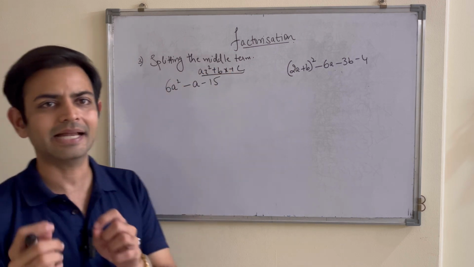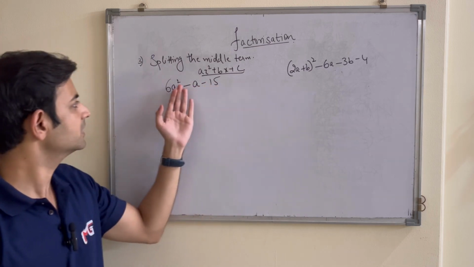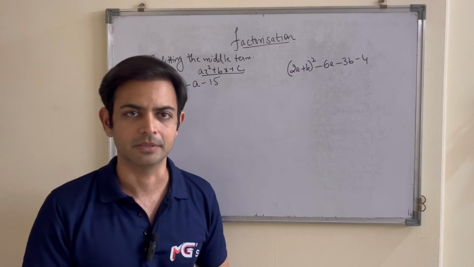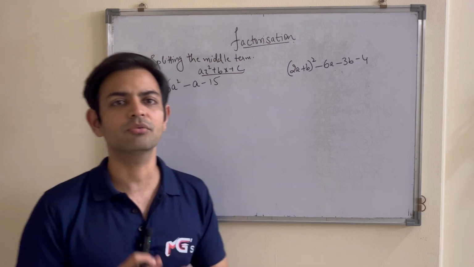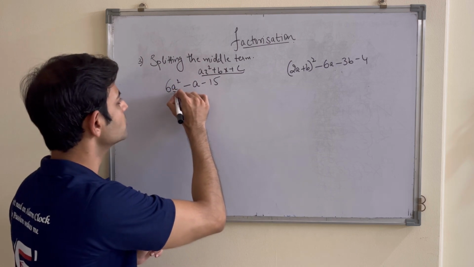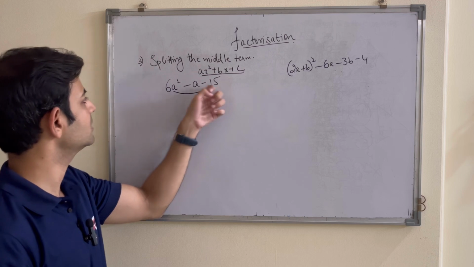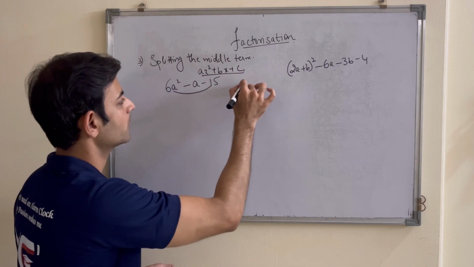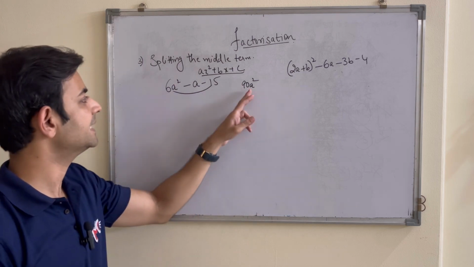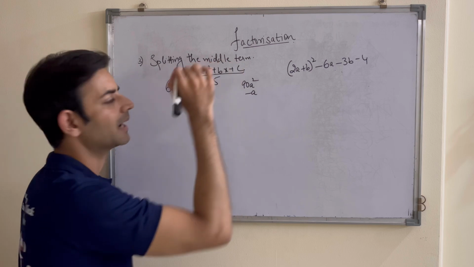The first thing that we will do is write them in the decreasing order of the powers. So the first term is a square, second is a, and third is without the variable. Now make sure that you find two numbers in such a way that when you multiply, you should get this as the multiplication. In this case, it is 15 into 6, which is 90a square. So on multiplication, we need 90a square, and on addition, we should get minus a.